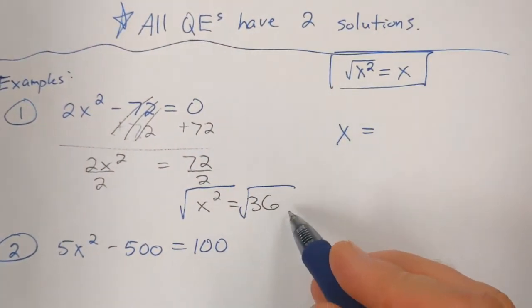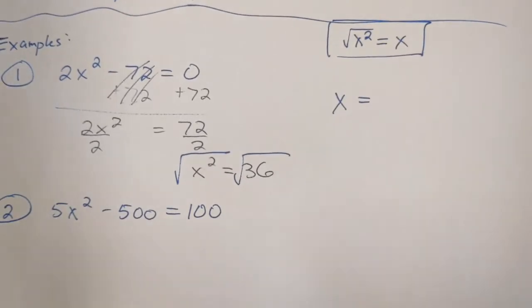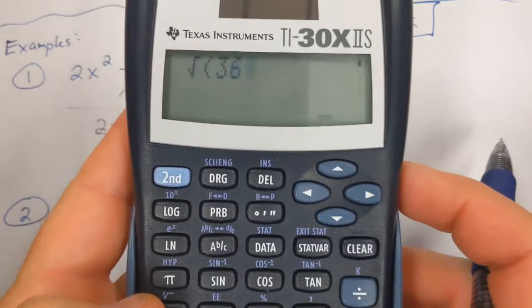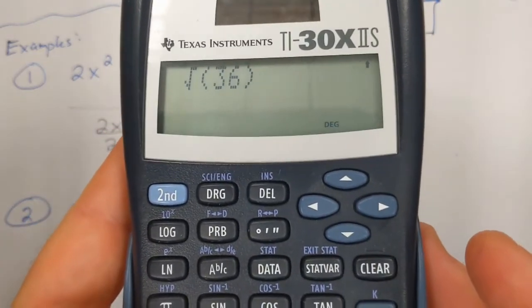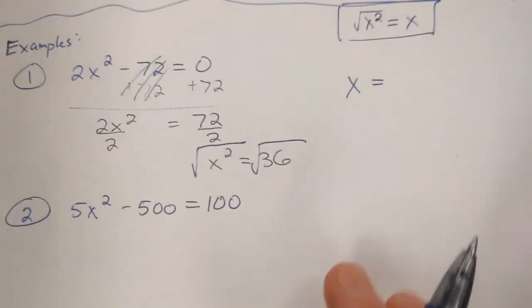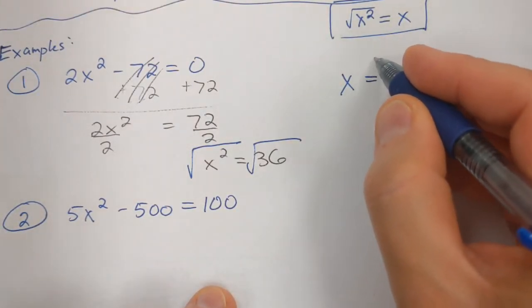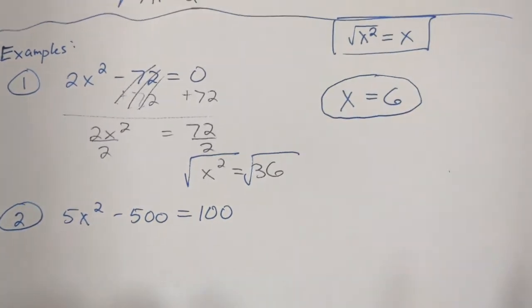And now we have the square root of 36. A lot of you know that the answer is 6, but let me put it in my calculator to show you. The square root of 36 is 6. x equals 6 is a solution. I'm going to circle it.